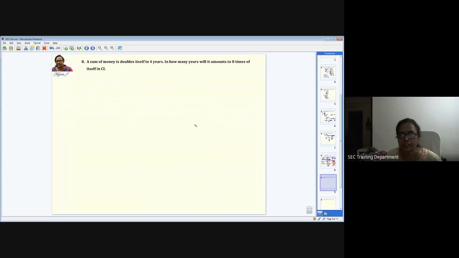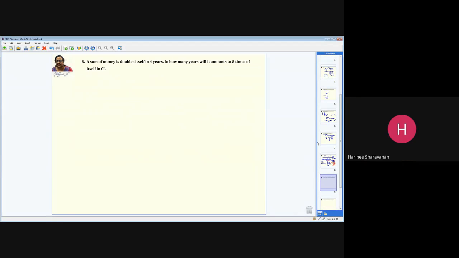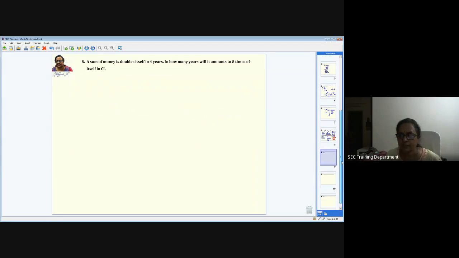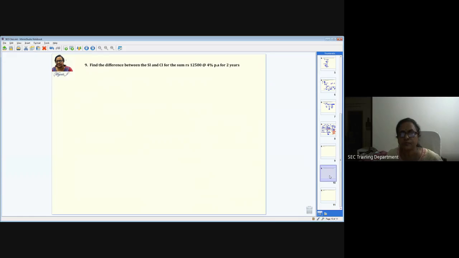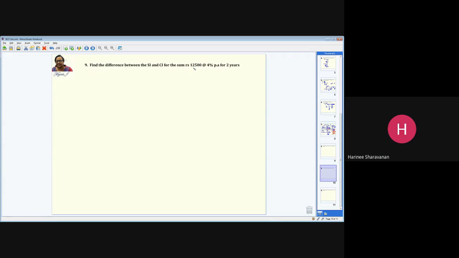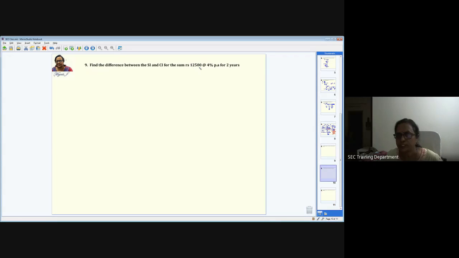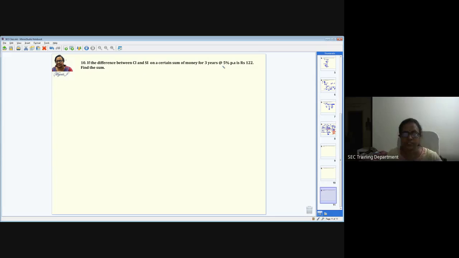The sum of money doubles itself in 4 years. Like you have seen in simple interest, we're going to see that in compound interest. And the next problem is the difference between simple interest and compound interest. This is what we were seeing just now. 2 years difference, principal is given and the rate of interest is given. And then the next is the difference for 3 years. So these 3 problems we'll see in the next class.